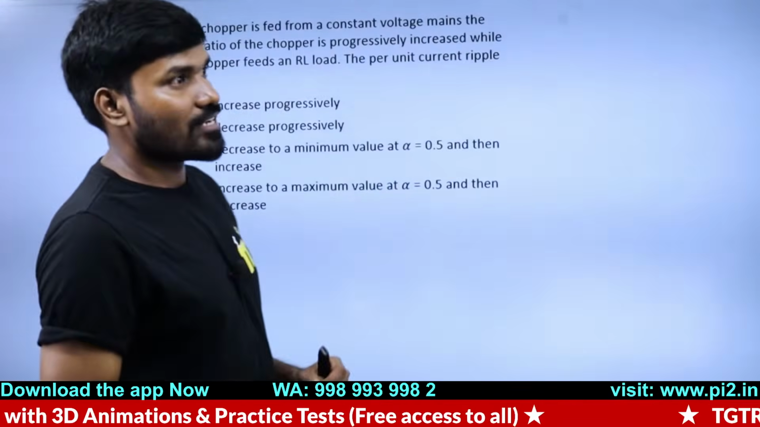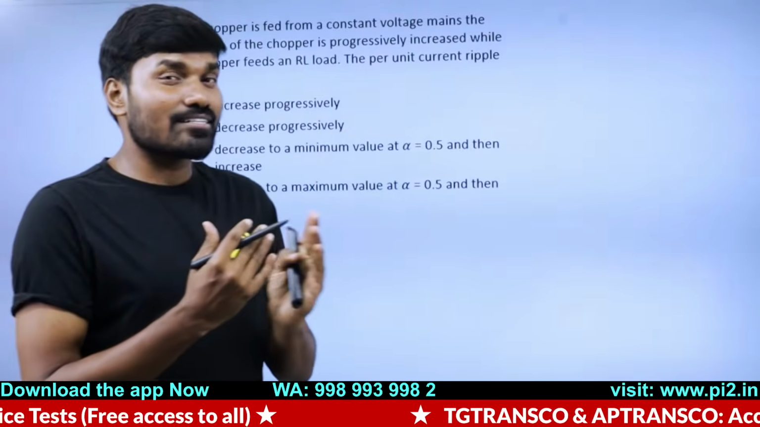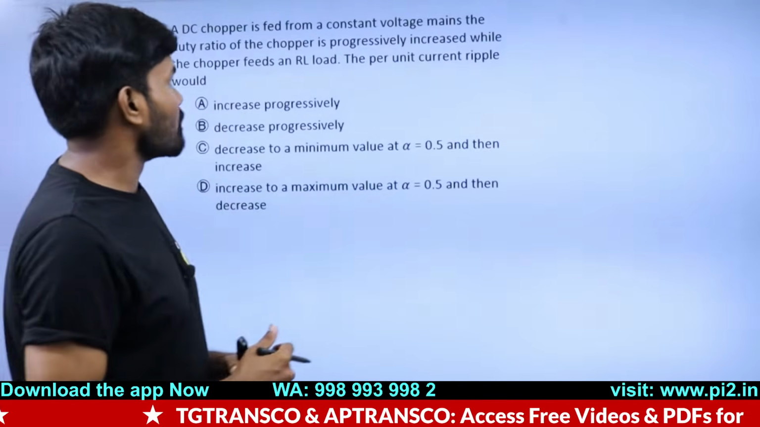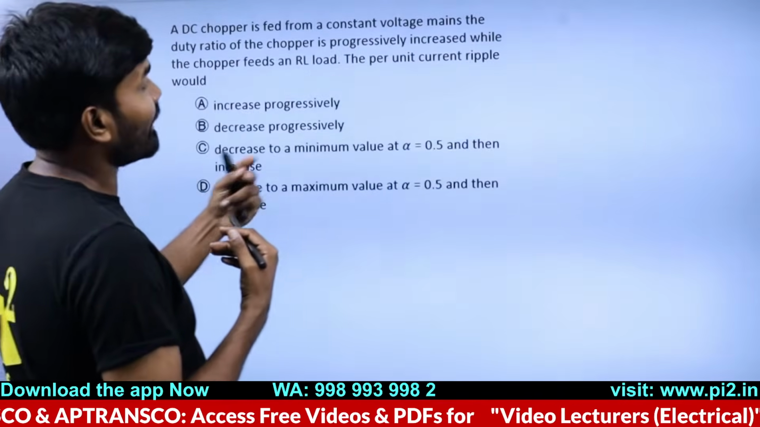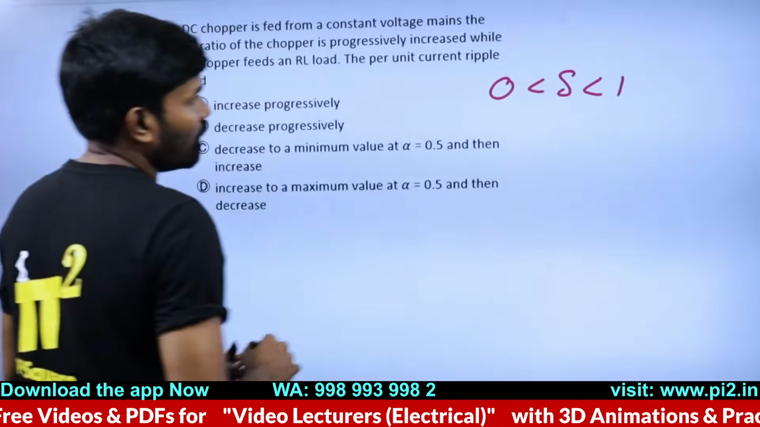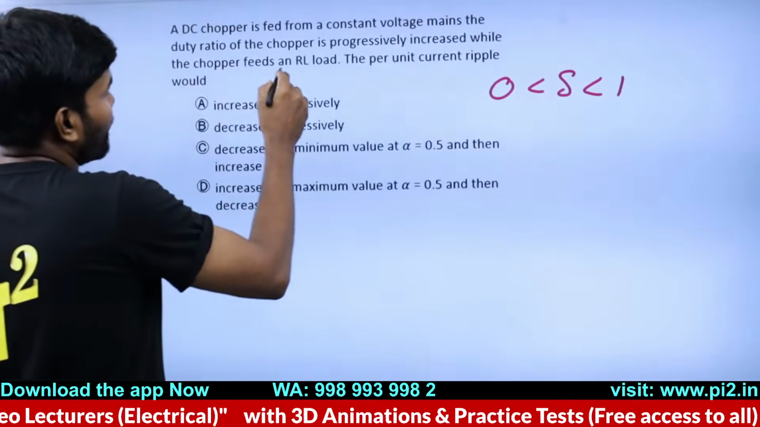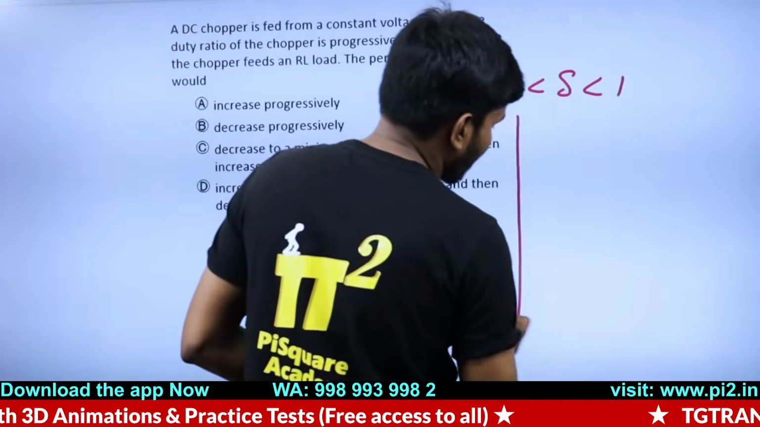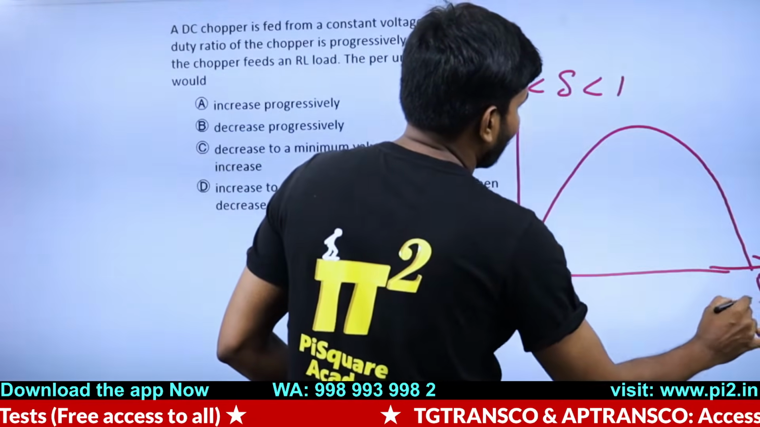I gave this diagram, clearly showing how delta versus per unit ripple is changing. If you recall the curve, it will be very easy to answer this question. A chopper is fed from a constant voltage, and the duty ratio of the chopper is progressively increasing. We know the duty ratio range is 0 to 1, changing slowly, step by step, from 0 to 1. The chopper is feeding an RL load, and this is the per unit current ripple with respect to delta.